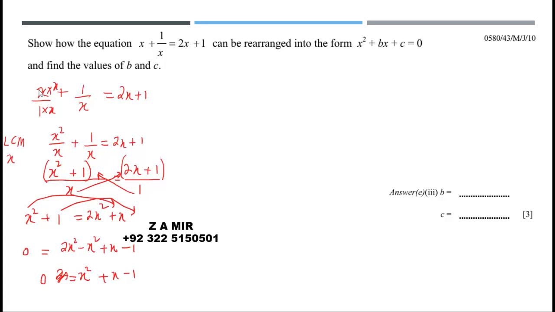Okay, now we will compare x square plus x minus 1 equal to 0 with this. Here we have b with x, here we have 1. So b is 1. Here we have c constant, which is equal to minus 1. So c is minus 1.